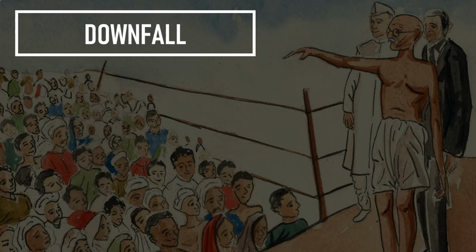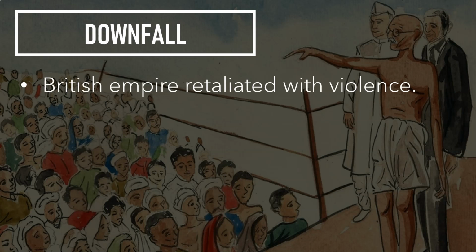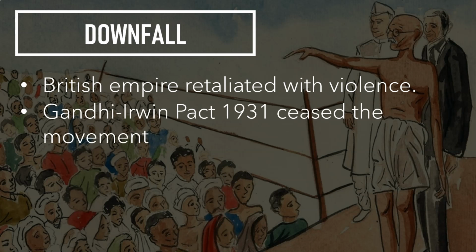However, this movement had a quick downfall as well. The British government, as usual, retaliated with violence. They began firing at peaceful crowds. And eventually, the Gandhi-Irwin Pact of 1931 was signed, and the movement was ceased. And Gandhi was invited to participate in the second roundtable conference in London, as the Congress boycotted the first one.